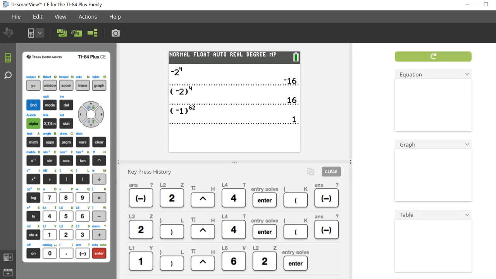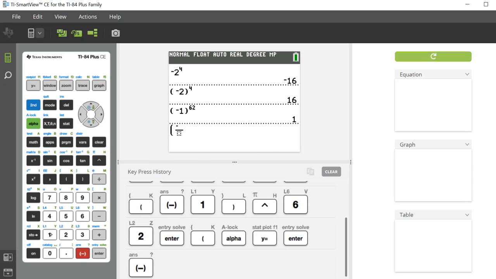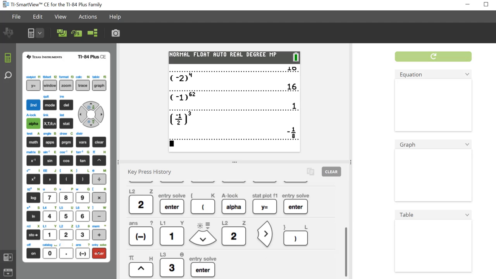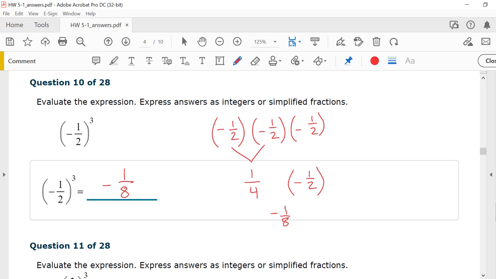Now, if I want to confirm that on the calculator, I'm going to do negative 1/2 to the third power. I get negative 1/8.